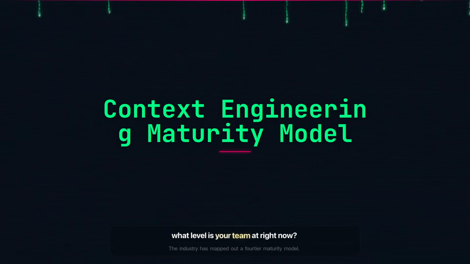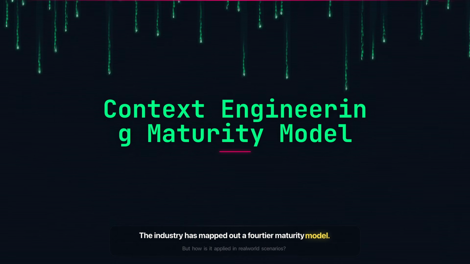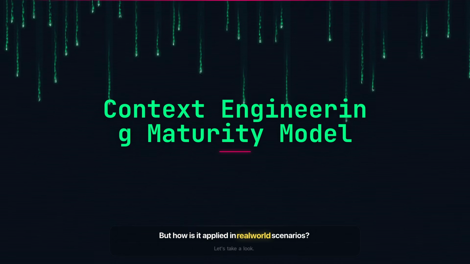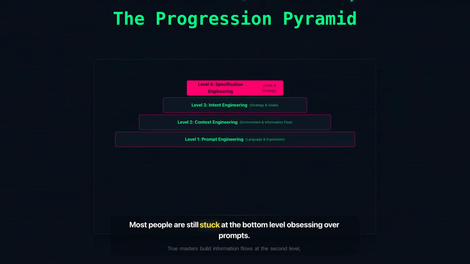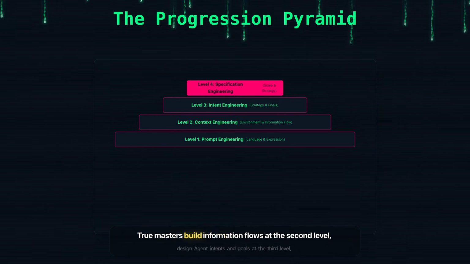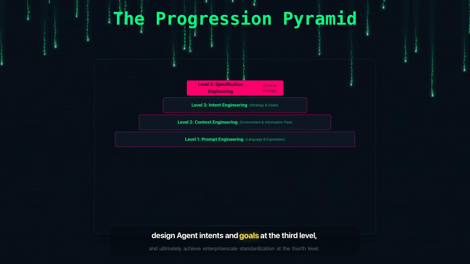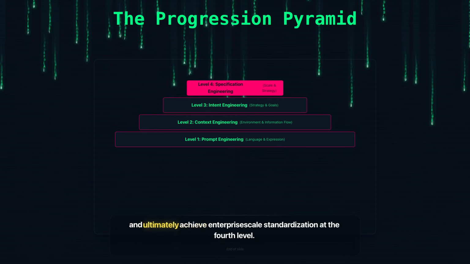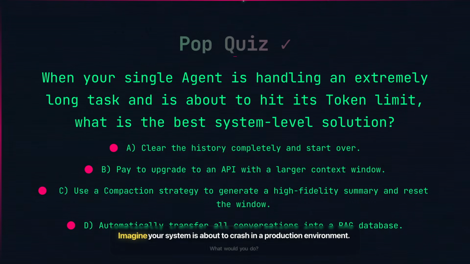So, what level is your team at right now? The industry has mapped out a 4-tier maturity model. But how is it applied in real-world scenarios? Let's take a look. Most people are still stuck at the bottom level, obsessing over prompts. True masters build information flows at the 2nd level, design agent intents and goals at the 3rd level, and ultimately achieve enterprise-scale standardization at the 4th.